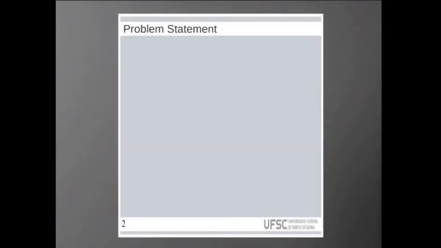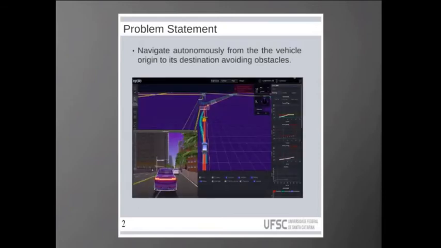Okay, so now I'm going to outline the problem statement, that is navigate autonomously using an autonomous vehicle from the origin to the destination, avoiding obstacles. This is the basic goal for any kind of robot, and the same for a car-like robot.